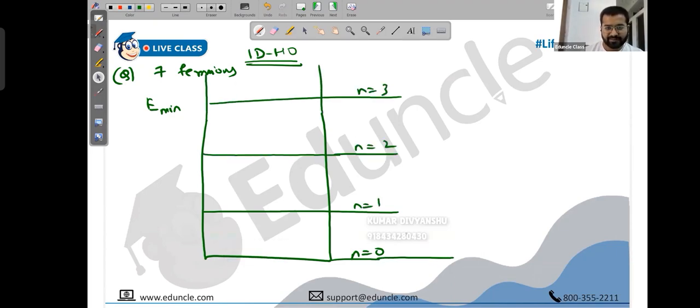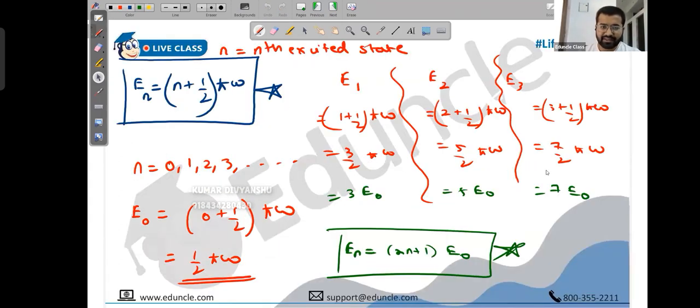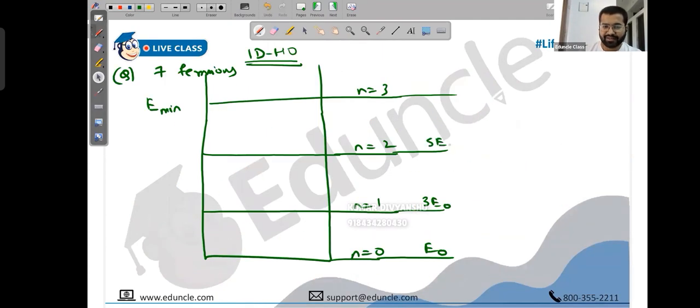Let's see. And what about the respective energies? Here the energy was half h omega, or you can write E naught. Let's start with E naught. Then you have 2n plus 1 times E naught, so that's 3 E naught. Odd multiples: 1, 3, 5, 7. So it's E naught, 3 E naught, 5 E naught, 7 E naught, 9 and so on.